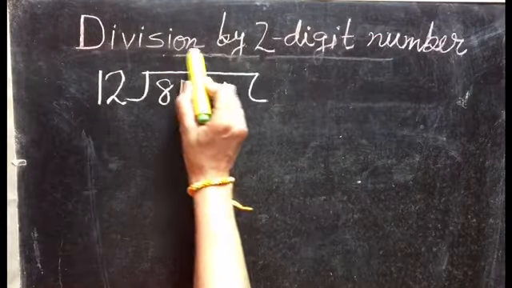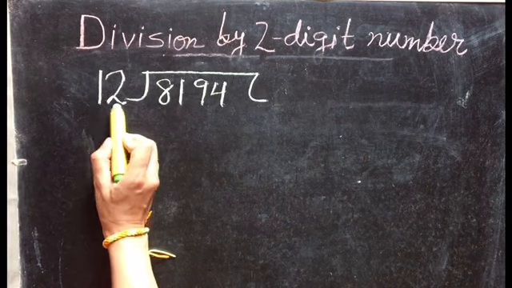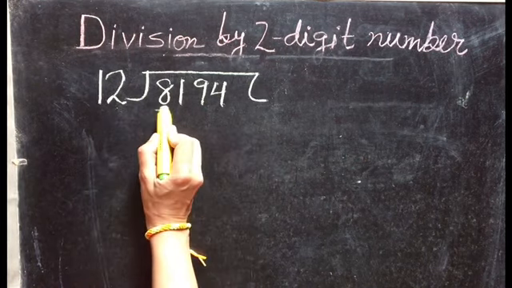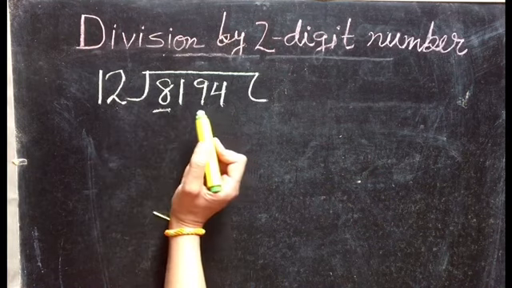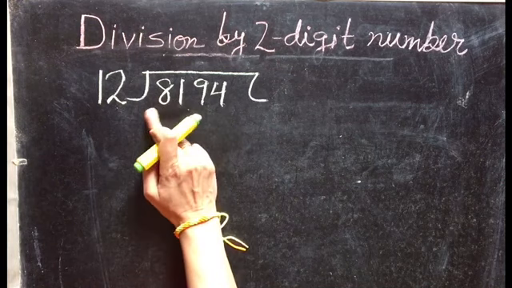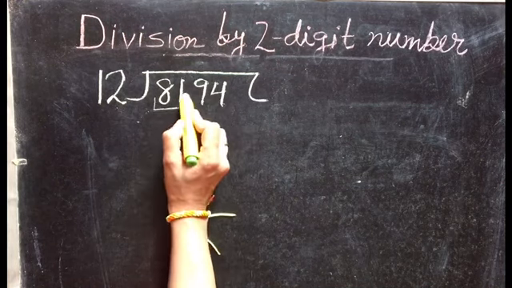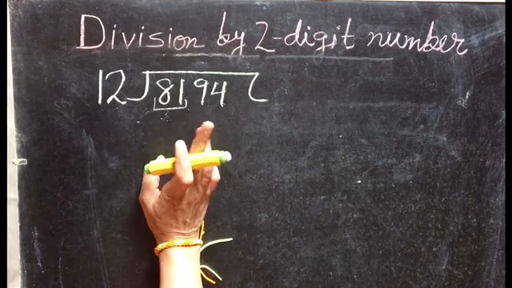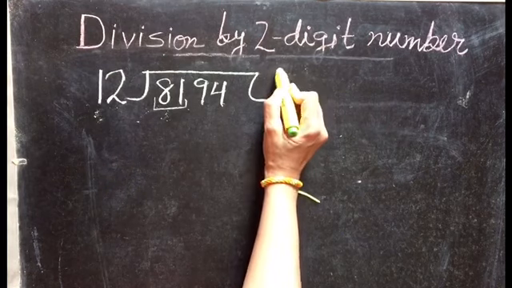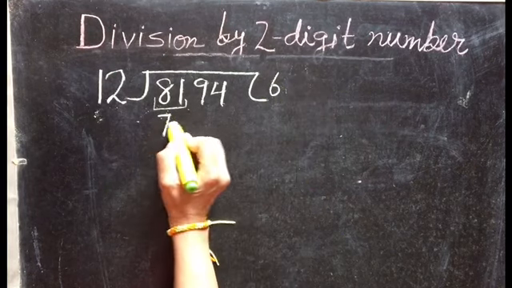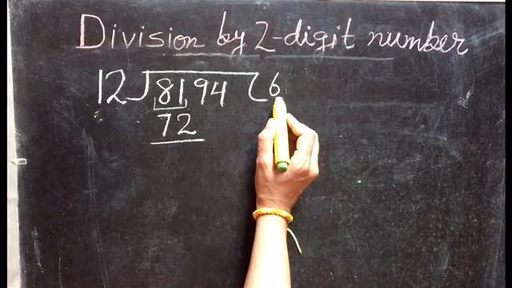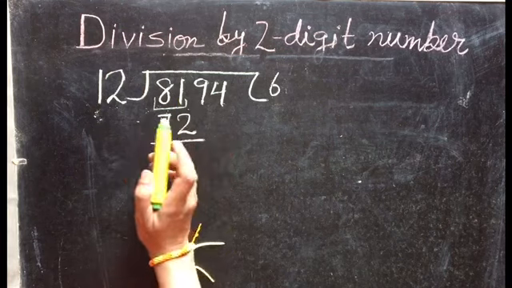Now, next is division by a 2-digit number. 12 is a 2-digit number. Let us take this example. Now, as you can see, this 8 is less than 12, so we cannot take it. So what we are going to take is 81. We have to find a number which is either equal to or less than 81 in the table of 12. So let us see, 12 6s are 72. If I take 12 7s, it is 84, which is greater than this. So I cannot take it.